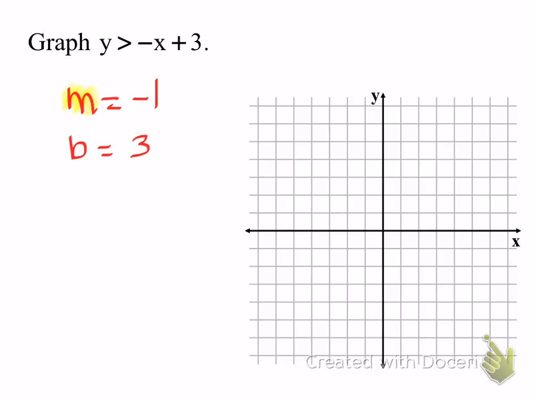It's dashed when there's no equal sign. Is there an equal sign? No. So it is dashed. Will we shade up or down based on what's touching the y? Up. Shading up. Okay, so I'm plotting it.